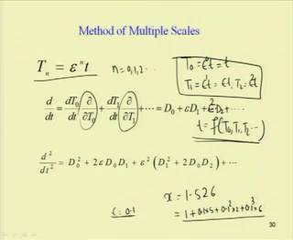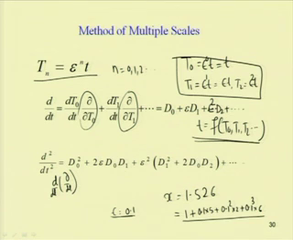Now, d by dt is written in this form. Similarly, d square by dt square can be written as D0 square plus 2 epsilon D0 D1 plus epsilon square into D1 square plus 2 D0 D2. This can be obtained by writing d square by dt square as d by dt of d by dt and substituting the previous equation. So, d square by dt square equals D0 square plus 2 epsilon D0 D1 plus epsilon square D1 square plus 2 D0 D2 and the higher order terms.